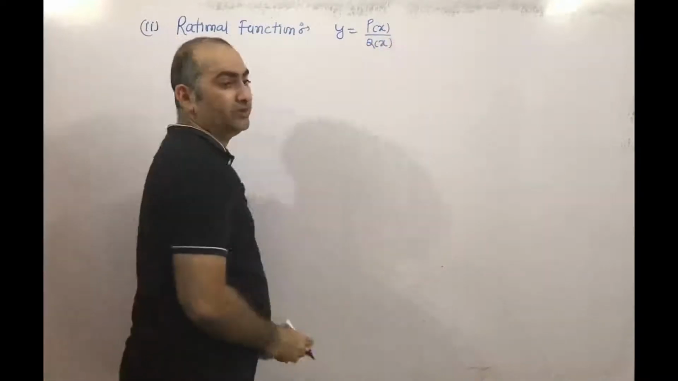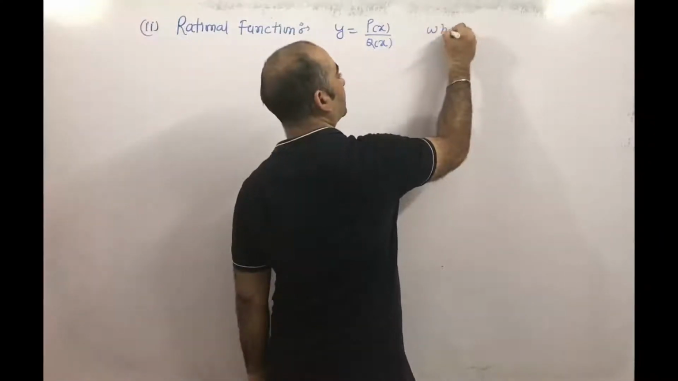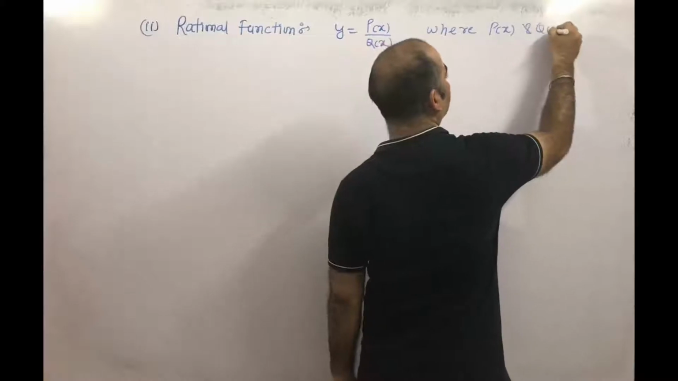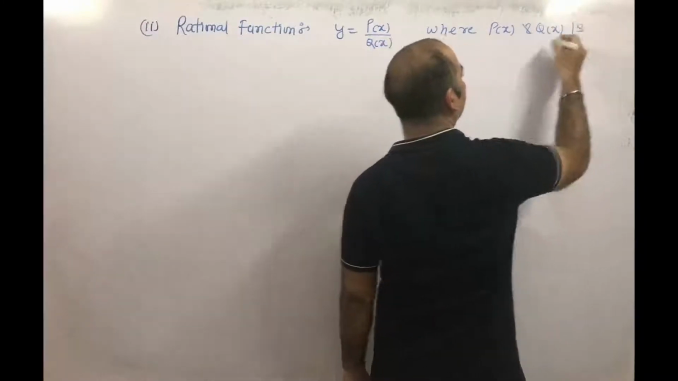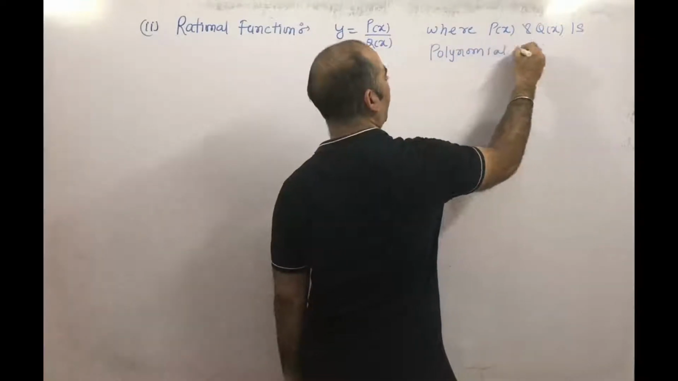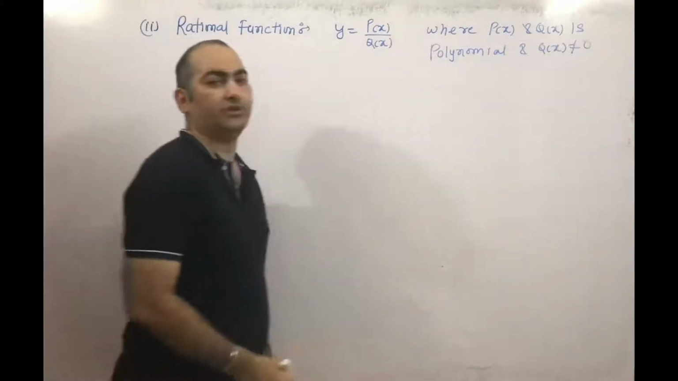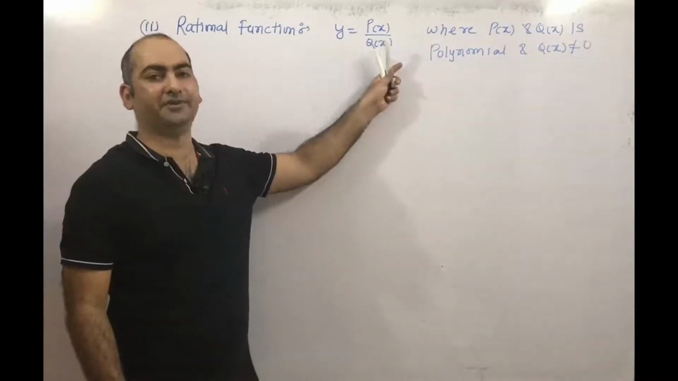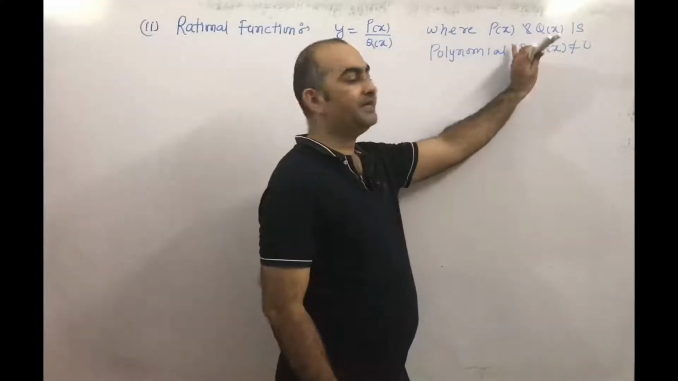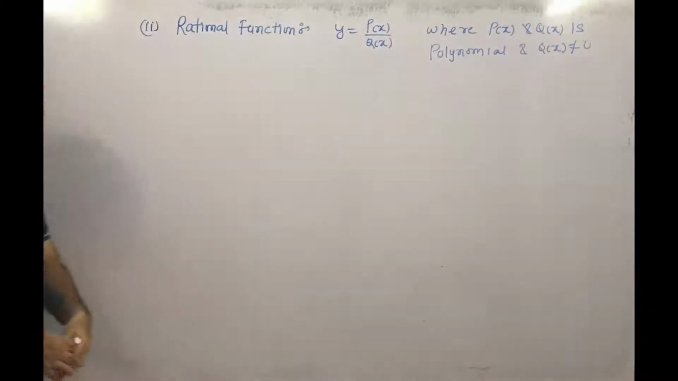y equal to p x by q x. This function is called a rational function, where p of x and q of x are polynomials and q of x should not be 0. If q of x is 0, that means this will be undefined. So y equal to p x by q x is called a rational function if p x and q x are polynomials and q x should not be 0.